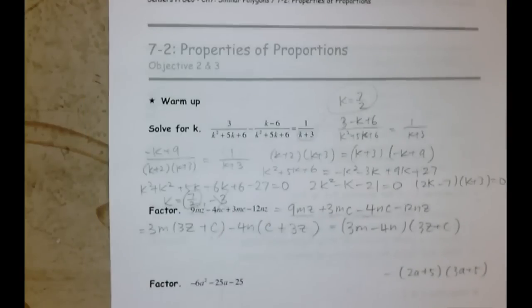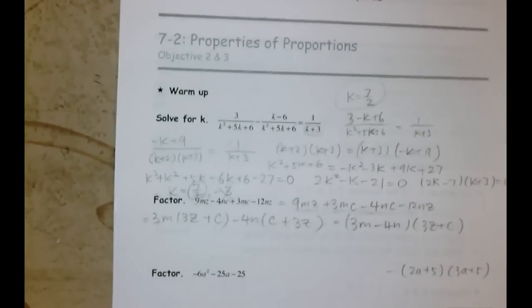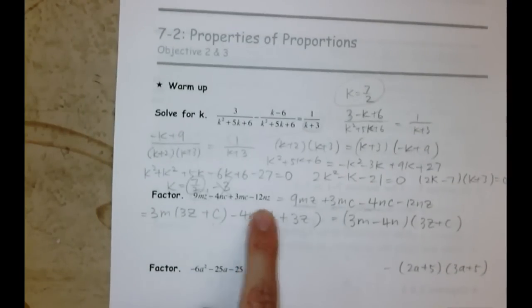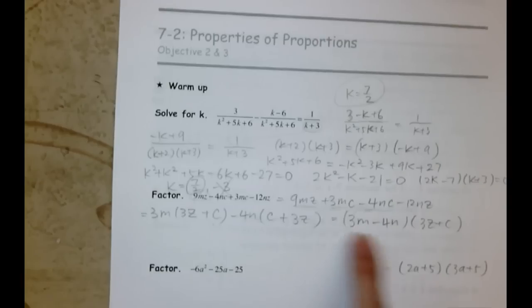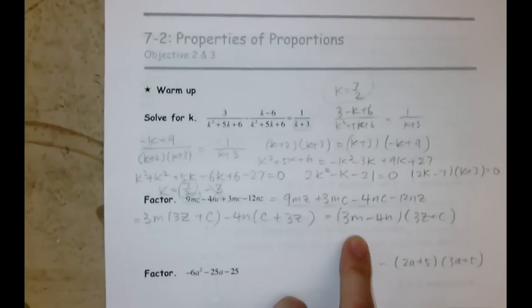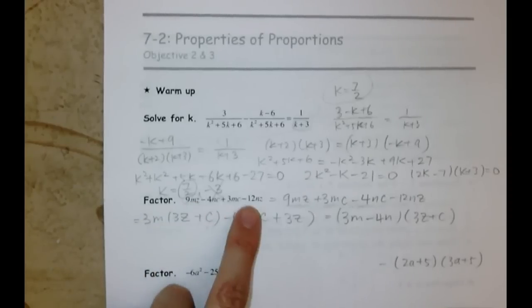Now, this is not equal to 0. The original did not have equal 0. So this does not equal 0, and therefore we cannot solve this. Okay, it's different. This is just factoring.